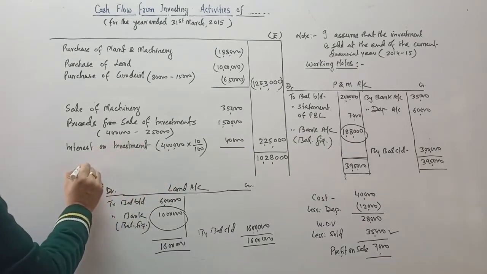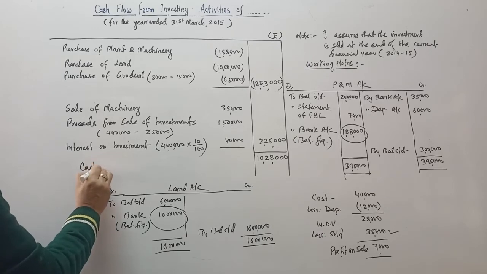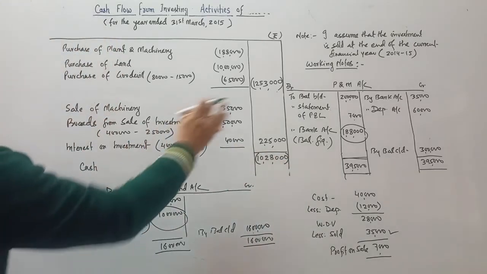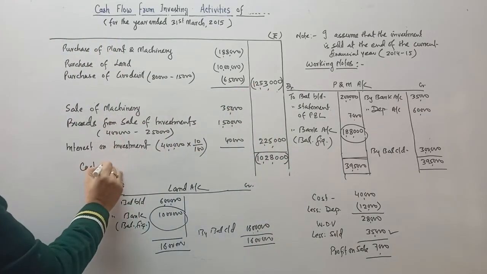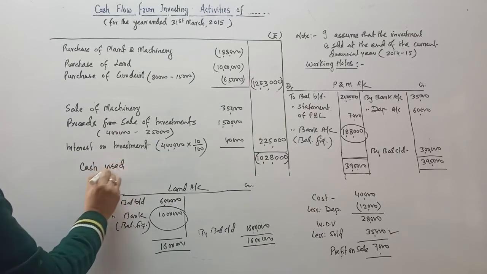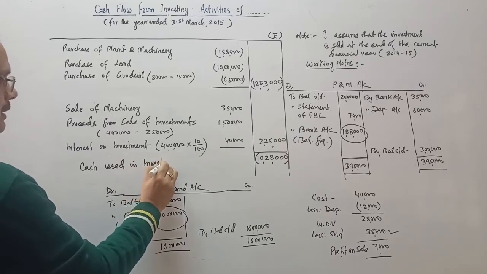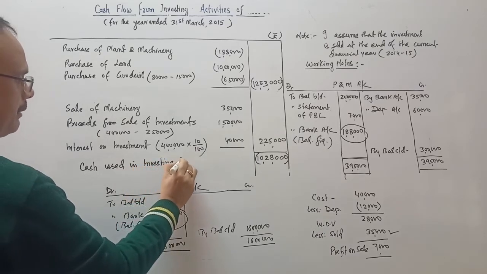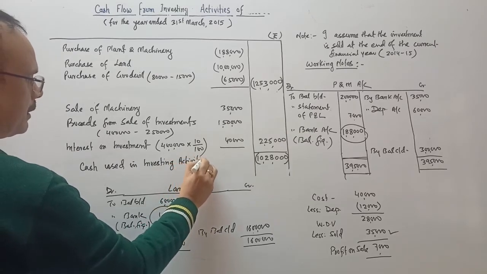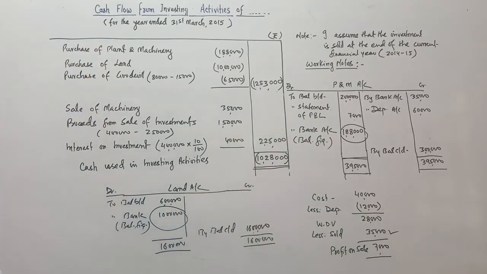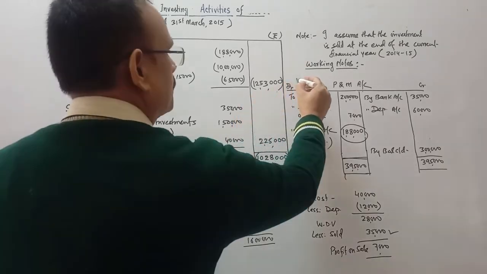So net cash used in investing activities, this is a minus figure, so show it in the bracket. Minus is more than the plus. So we will use the word used: cash used in investing activities. Cash used in investing activities is 10 lakh 28,000. This is the cash which is used in investing activities. So this is working note number 1.